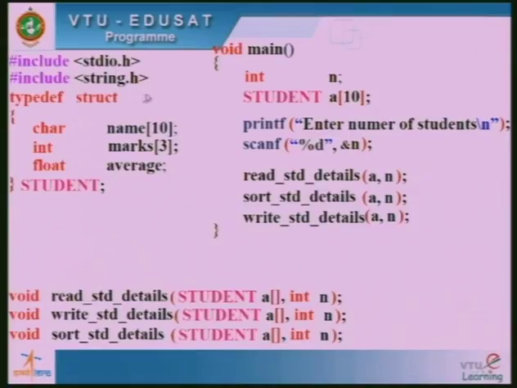Can you tell me why we use string.h? The reason is, if you observe this sort student details, there we have used one function strcmp. strcmp stands for string comparison. So whenever string functions are used, their declaration is available in string.h. So include string.h in the beginning. I hope you understood how to write a structure containing arrays and how to manipulate, how to read, how to display, and so on.